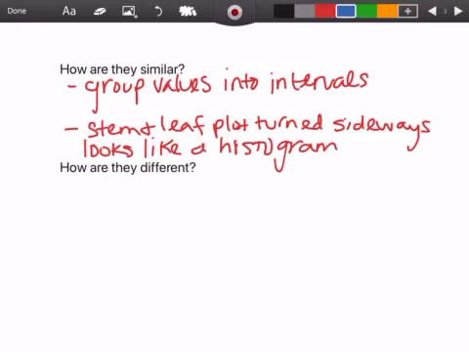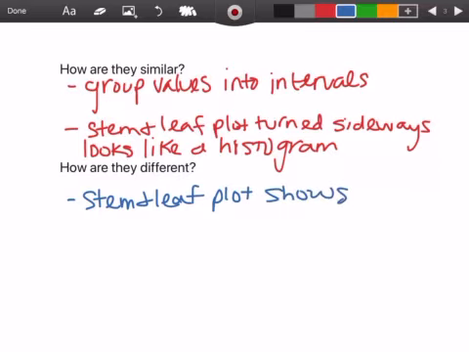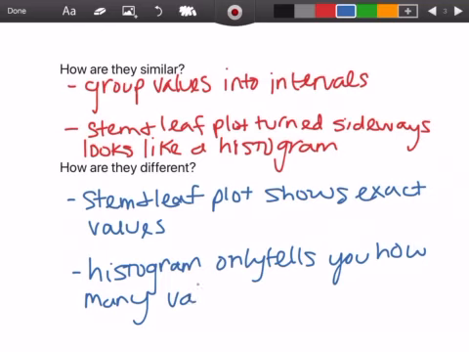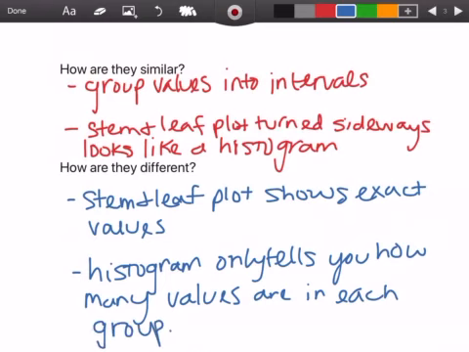It's really cool. How are they different? A stem and leaf plot shows you exact values. A histogram only tells you how many values are in each group. So we don't have specifics for the histogram.